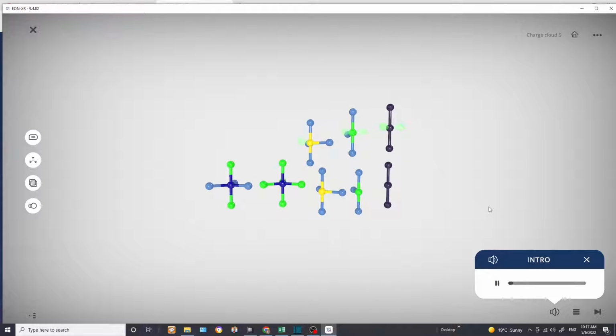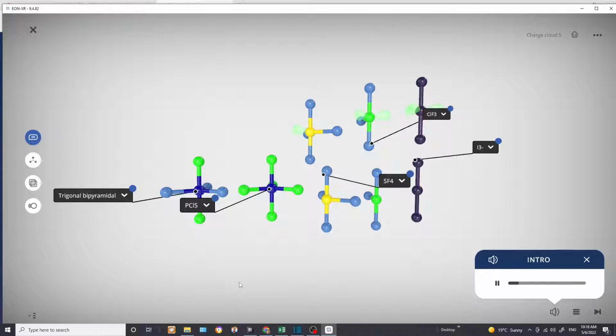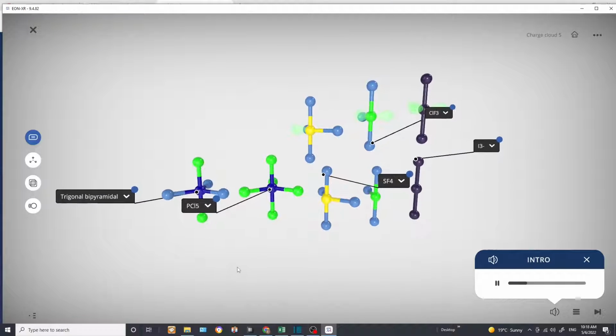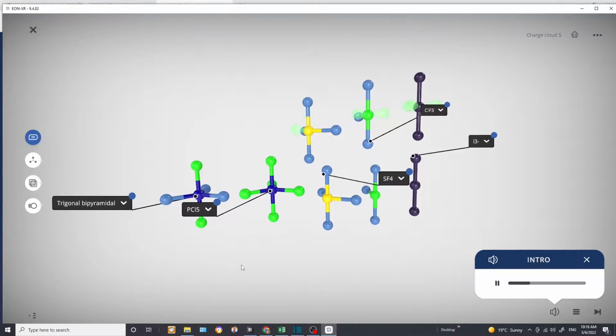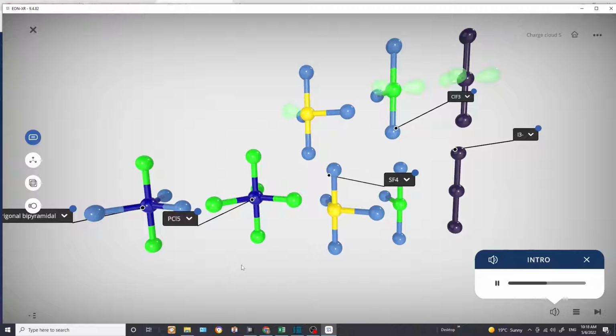Here we are looking at different examples of molecules that have 5 charge clouds. The bond between two atoms is considered a charge cloud, as well as a lone pair. So the total number of charge clouds is the sum of the number of bonds and the number of lone pairs. Because there are 5 charge clouds, the electronic geometries of these molecules are trigonal bipyramidal.